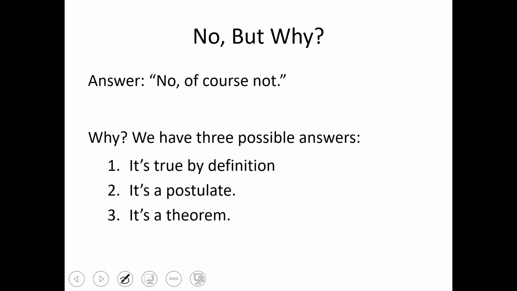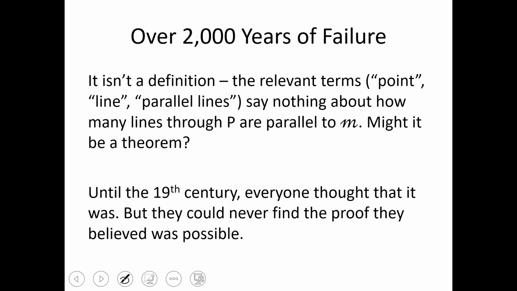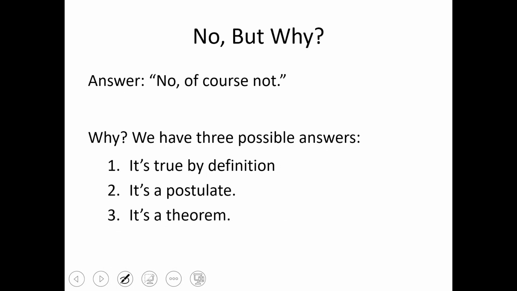This statement, that through a point not on a line, we can have at most one line parallel to the given line. That truth that we now accept, is it a definition, is it a postulate, or is it a theorem? Well, first of all, as to the suggestion that it is a definition, it absolutely cannot be. If you just consider the definitions of the relevant terms, like line or parallels or point, any geometrical language used in the statement of this truth, there's nothing that says how many lines you can have through a point parallel to a given line. It's not there. So it has to be a postulate or a theorem.